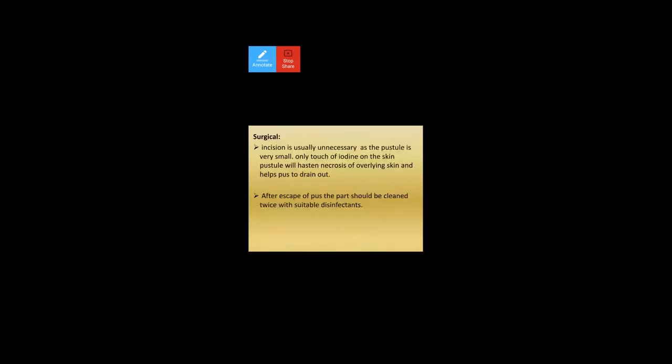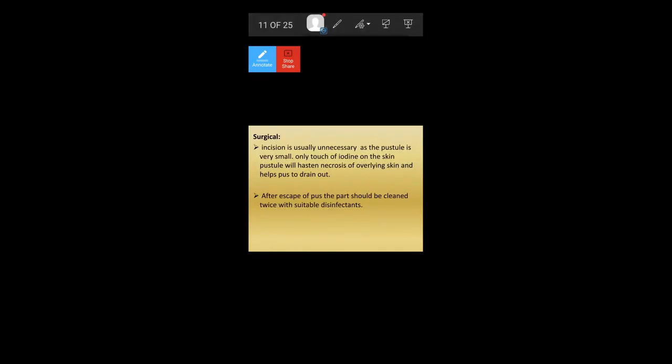But if the boil is too big, too painful, and there is recurrence, then incision is usually unnecessary as the pustule is very small. Only a touch of iodine on the skin pustule will hasten the necrosis of the overlying skin and helps to drain it out. That means there is no need to drain it. Just a touch of iodine should be given on that area. So if you have betadine solution or similar, that has to be applied on that pustule and kept closed.